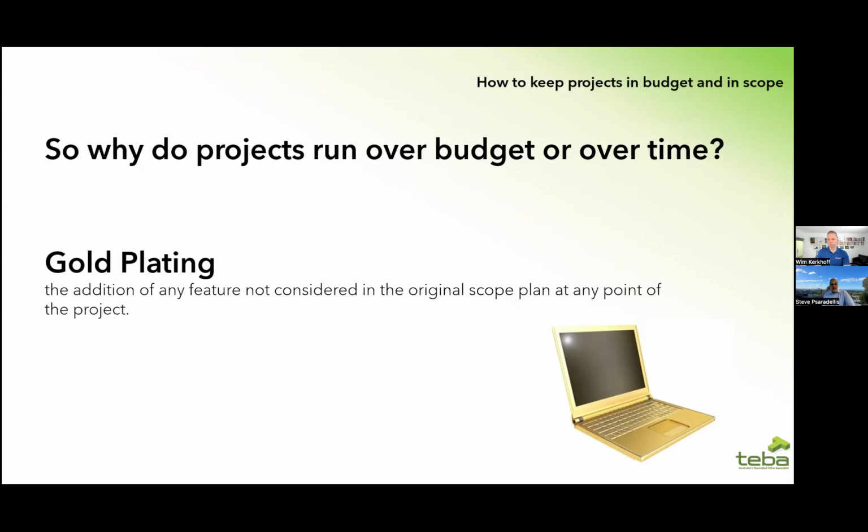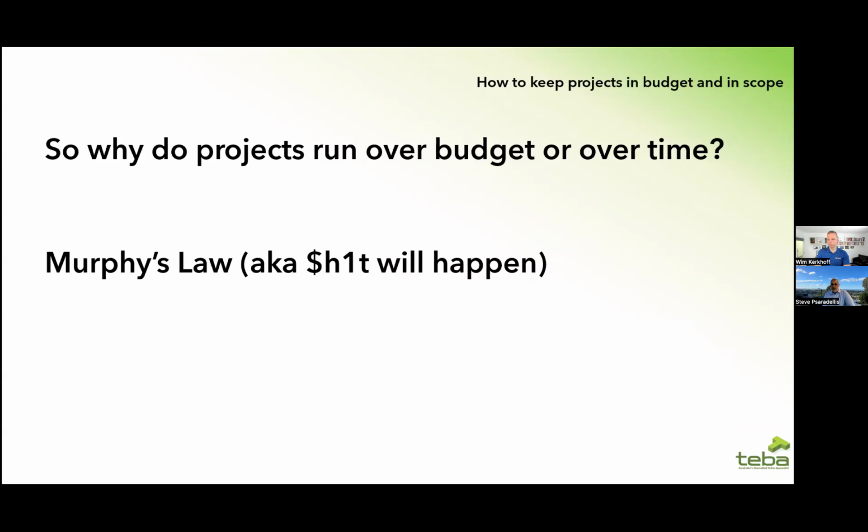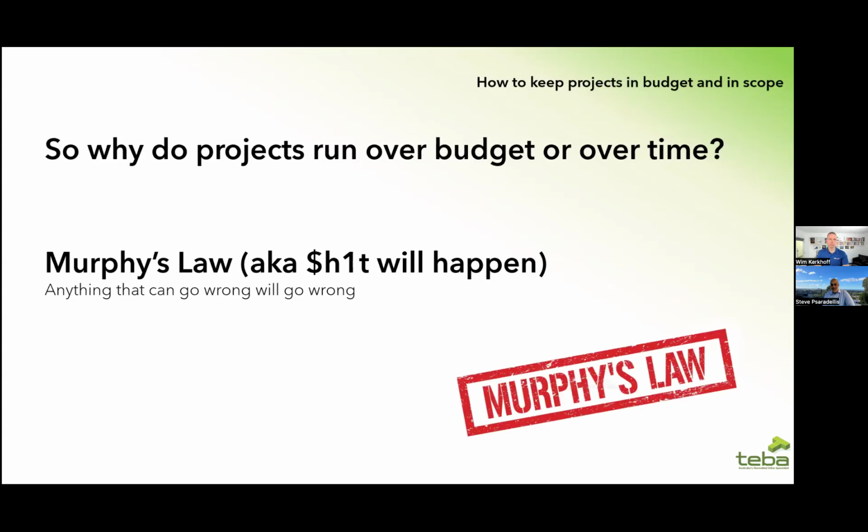And one more thing that actually will cause projects to run over budget or over time is Murphy's law. Also known as shit will happen. Murphy's law is anything that can go wrong will go wrong. We can't avoid Murphy, but we can avoid everything else. What we can do is cater for Murphy.